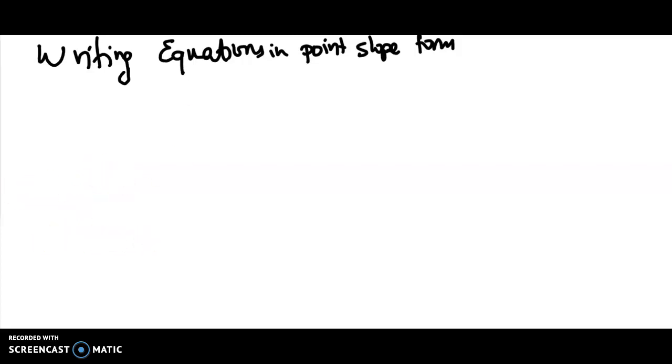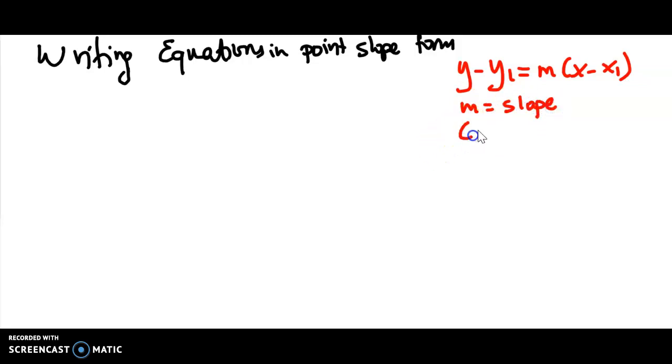All right, so in this video, I will show you how we can take the information given and write it in point slope form. So to begin with, the point slope formula looks like this: y minus y1 equals m(x minus x1), where m is the slope of the line and (x1, y1), which are right here, are the coordinates of one point on the line.